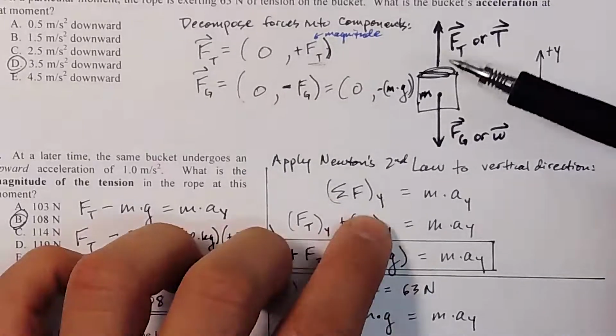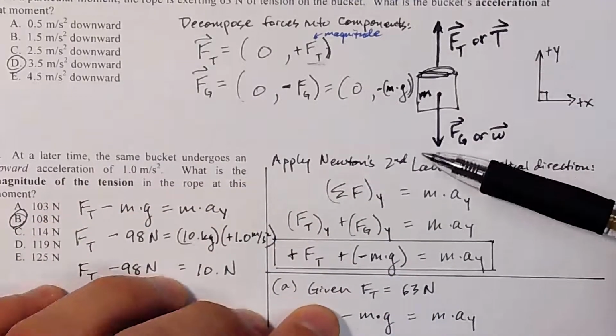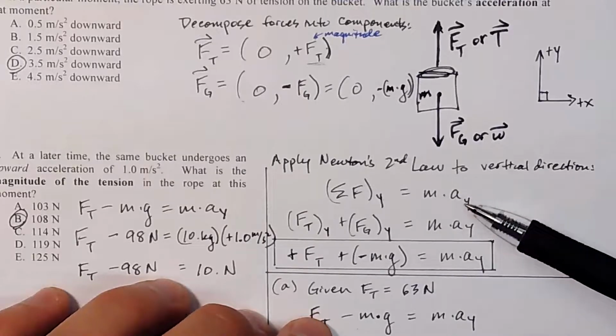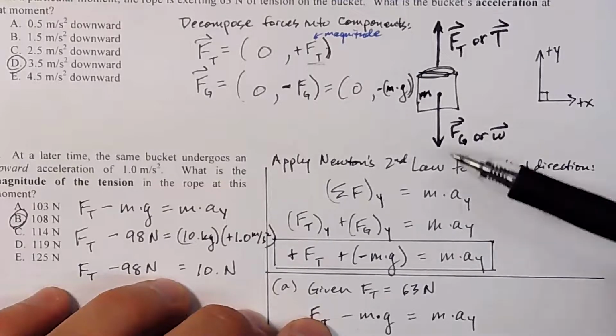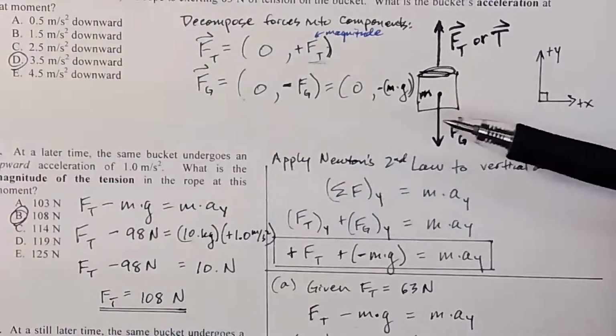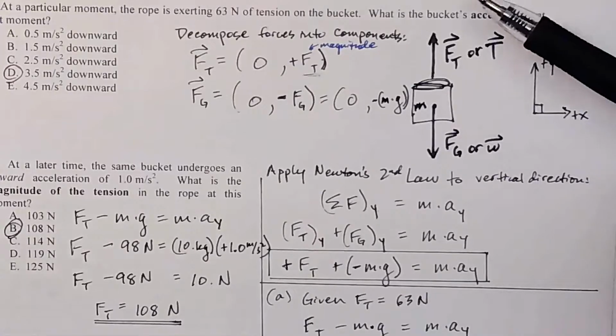If the sum of the y components is in the upward direction, which would happen whenever the tension is greater than the weight, then we would expect the y component to be an upward acceleration. Okay, so when the tension is weaker than the weight, the bucket is accelerating downward. The result is downward acceleration. If the tension is greater than the weight, the result is upward acceleration.